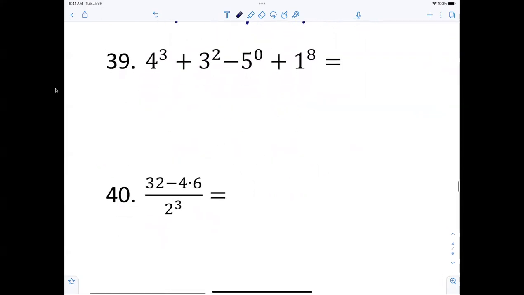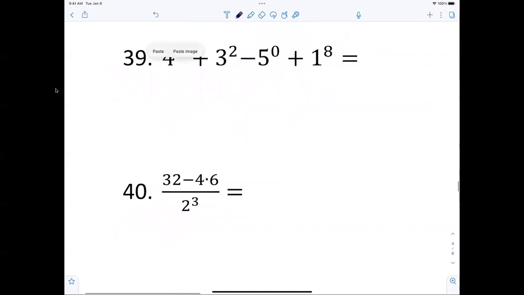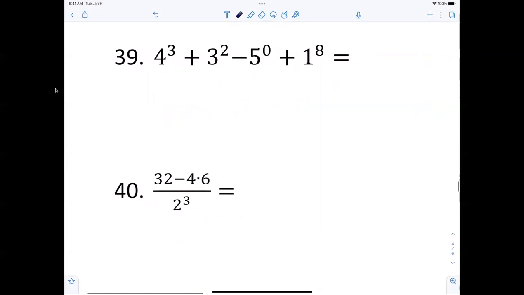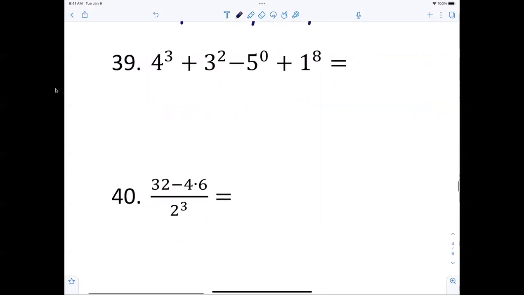Number 39. Everybody should be able to tell me what's 4 cubed. Nope. 64. Everybody write down 64. 4 times 4 times 4. 64. What's 3 squared? 9. What's 5 to the 0? 1 or negative 1. 1 to the 8th.